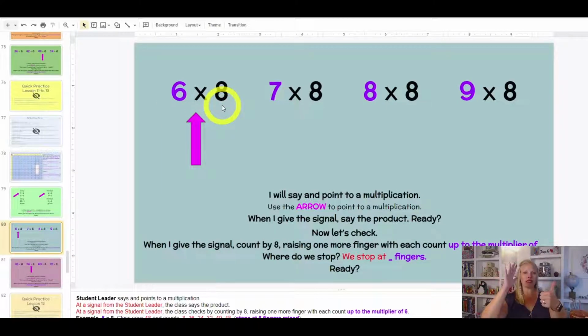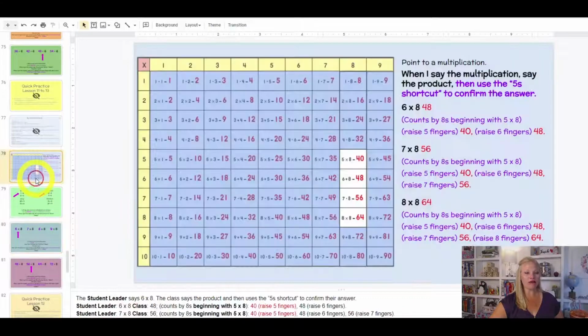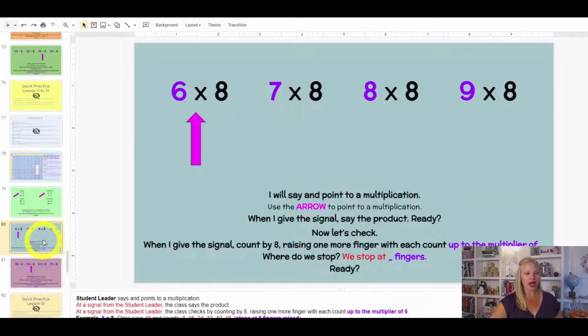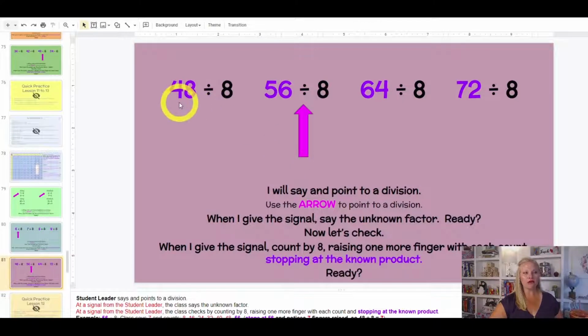We have 6 groups of 8, let's count by 8s. But then I would also repeat this slide with the 5 shortcut, because they're not getting enough practice with the 5 shortcut here. So this one's supposed to be 5 shortcut, this one's supposed to be count bys. I would probably do count bys here and then repeat the slide using the 5 shortcut. Then we get to this slide, 48 divided by 8. Boys and girls, let's find the unknown factor. Boys and girls, count up by 8s, and we're going to count up.